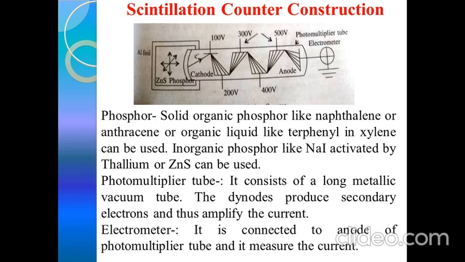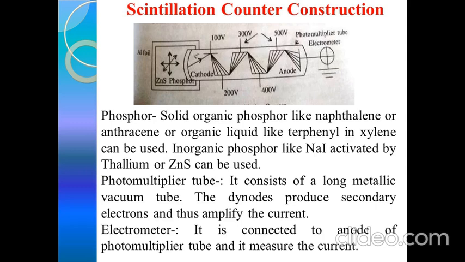1. Phosphor. Phosphor is a substance through which when radiation passes, they get energized and produce scintillations. The nuclear radiation strikes such materials and produces tiny flash of light. Phosphor may be inorganic solid, organic solid or organic liquid. Solid organic phosphor like naphthalene or anthracene, or organic liquid like terphenyl in xylene can be used. Inorganic phosphor like sodium iodide activated by thallium or zinc sulfide can be used.